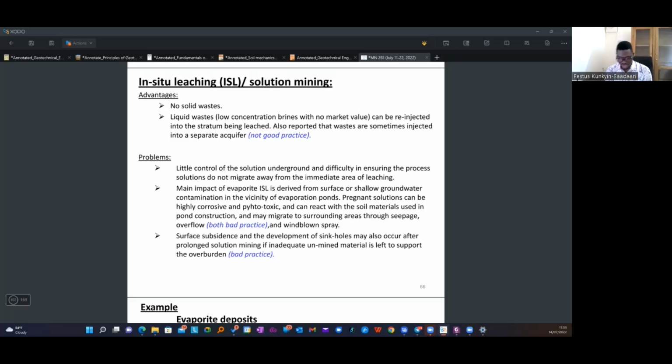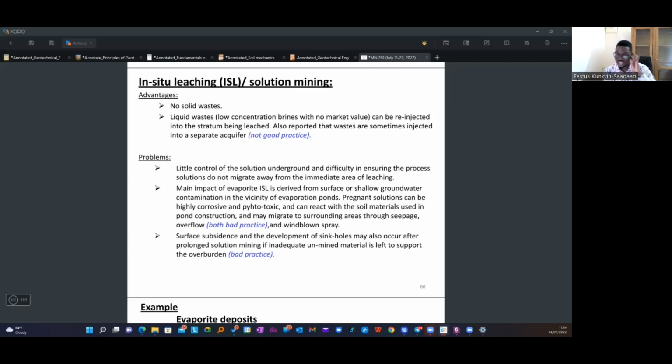So in situ leaching, let's look at this. It says that no solid waste is produced because the material is in place. We are not doing any drilling and blasting and hauling waste to a waste dump or to any other place. No, we are not doing anything of that sort. So in situ leaching, no solid waste. Liquid waste: low concentration brine with no market value can be re-injected.